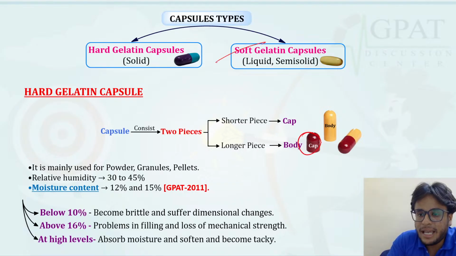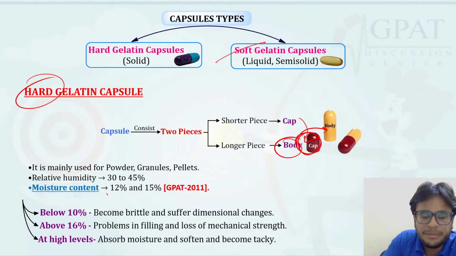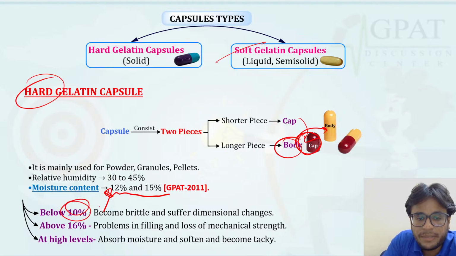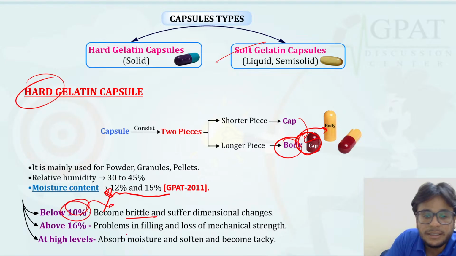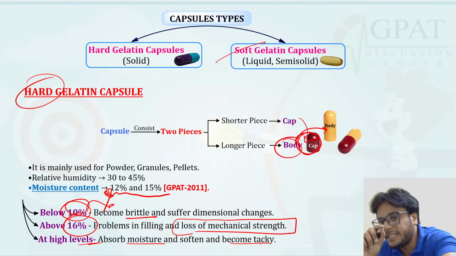So this is the cap, and this is going to be the body of the capsule. Like we can say the moisture content in the hard gelatin capsule should lie in the range of 12% to 15%. If the content is below 10%, then the capsular shell will become brittle. If it is above 16%, then it will lose mechanical strength or soften. At a higher level, it will absorb moisture and become very tacky and sticky.